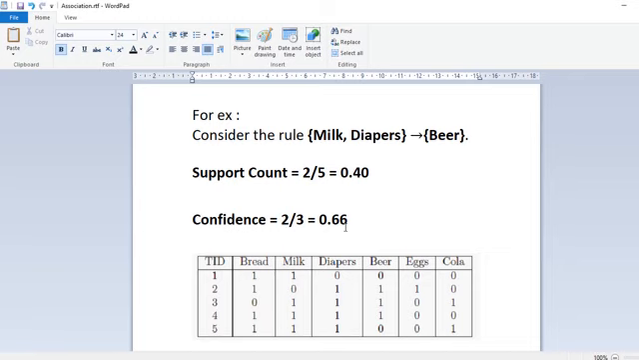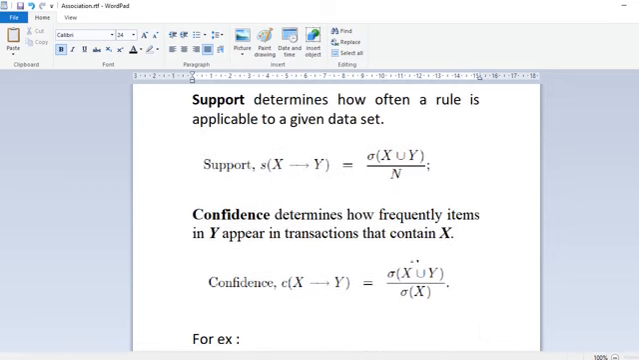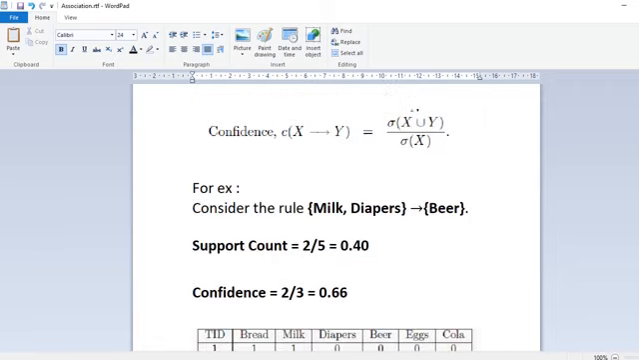There is one more measure called lift, which we can use for measuring the strength of the association rule. Since it is not mentioned in your syllabus, we are not going to see that; you can refer to any web resource for the lift measure. So here we will end the lecture on the basic terminology associated with the association rule. Thank you.